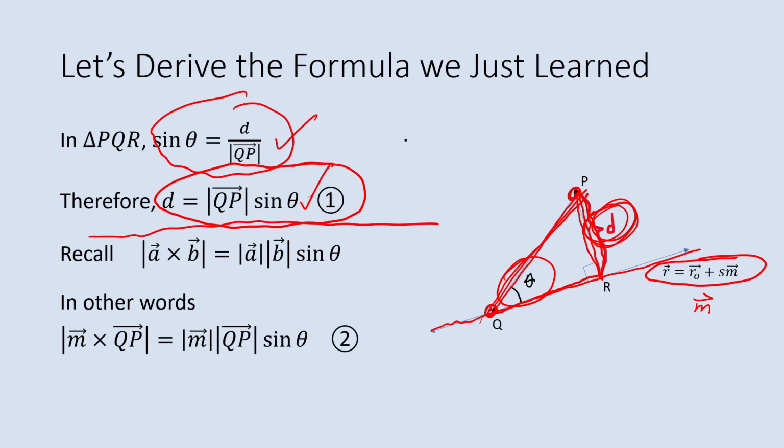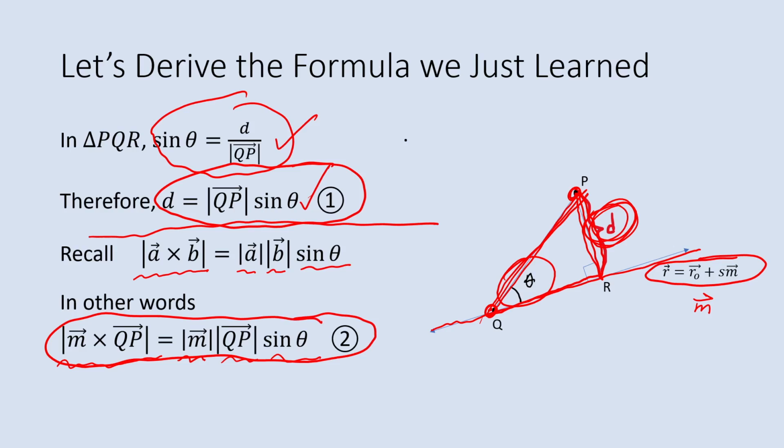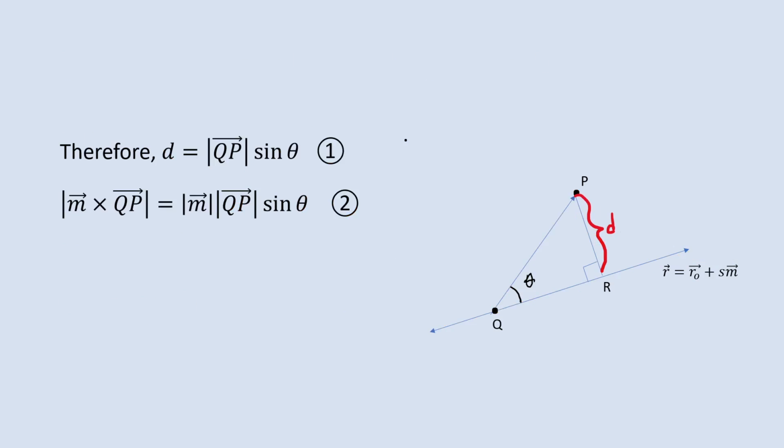Now let's begin another view of this situation. Remember that, and we'll bring it all back full circle. Remember from an earlier video that we said the magnitude of A cross B will equal the magnitude of A times the magnitude of B times the sine of theta. By extension, the magnitude of M crossed with QP will be the magnitude of M times the magnitude of QP times the sine of theta. Okay? So let's take equation 1 and equation 2 and let's highlight them on the next slide.